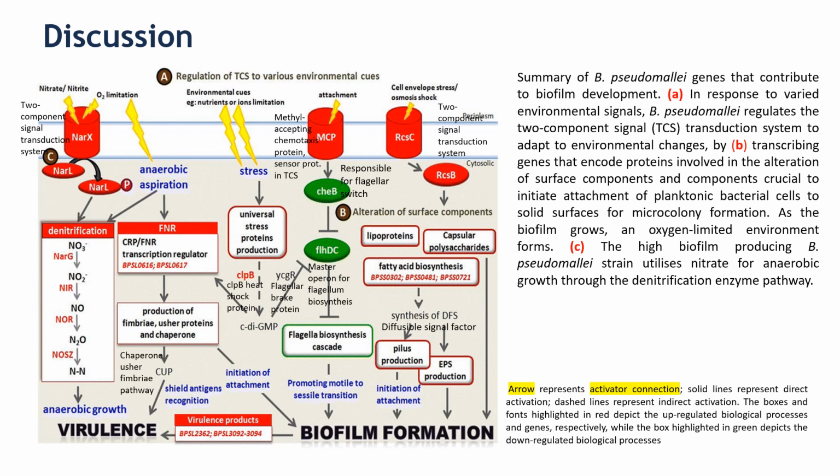So the shift from planktonic form to attachment to solid surfaces requires genes in the first place, and as the biofilm grows, this will induce an oxygen-limited environment in the biofilm itself. So for high biofilm producing Burkholderia pseudomallei strains, they will utilize nitrate for anaerobic growth through the nitrification enzyme pathway. This leads to virulence, as the bacteria can effectively live inside the host.